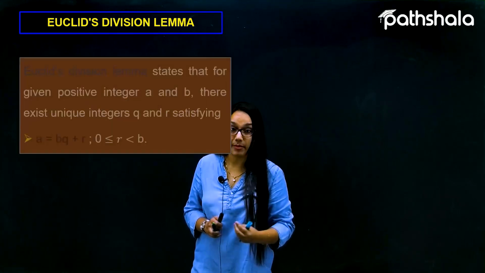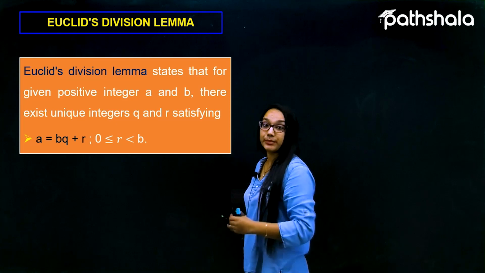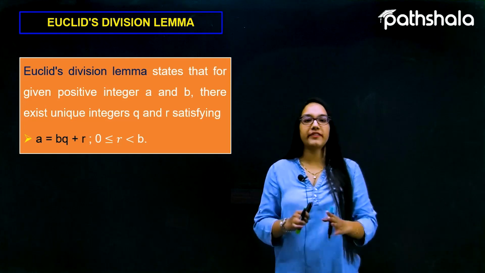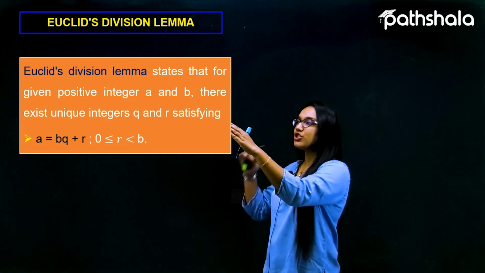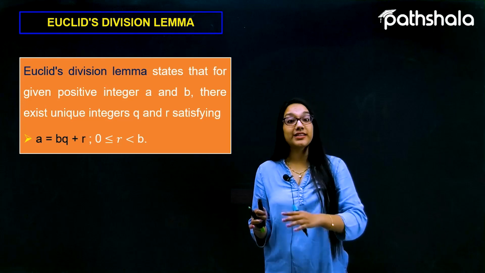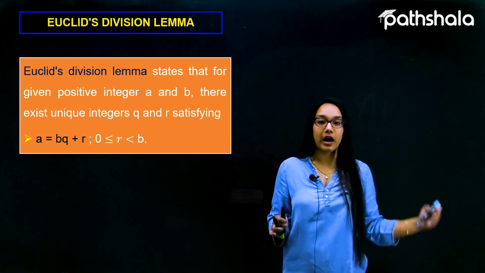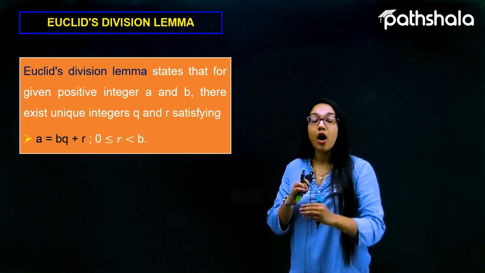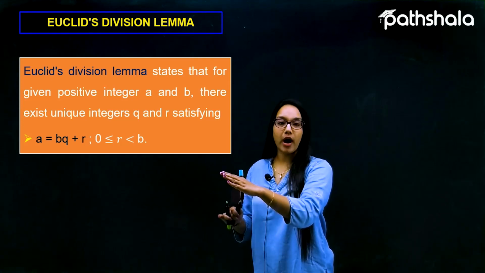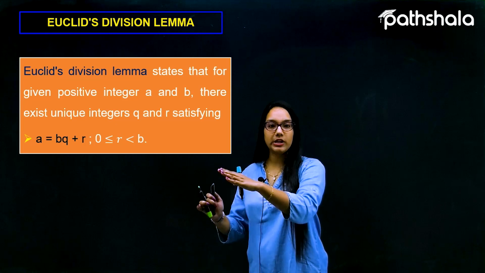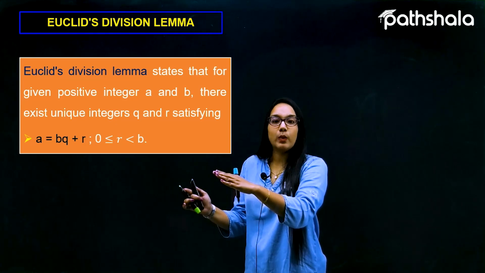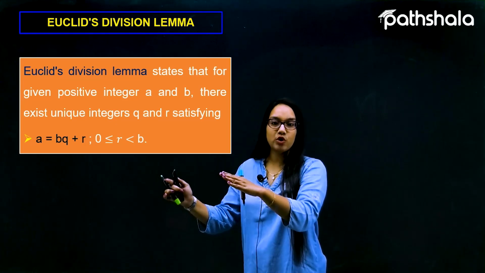What is Euclid's division lemma? Euclid's division lemma says that for given positive integers a and b, there exist unique integers q and r satisfying a particular relationship, which says a is equal to bq plus r, with the condition that r lies between 0 and b, where r is greater than or equal to 0 but less than b.